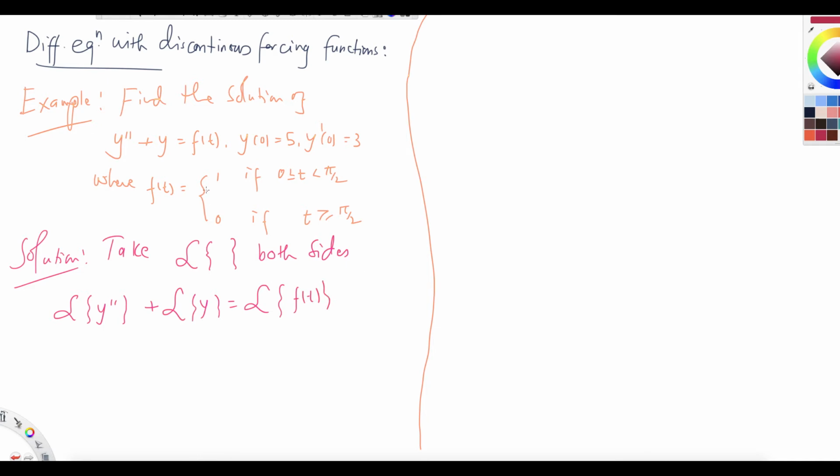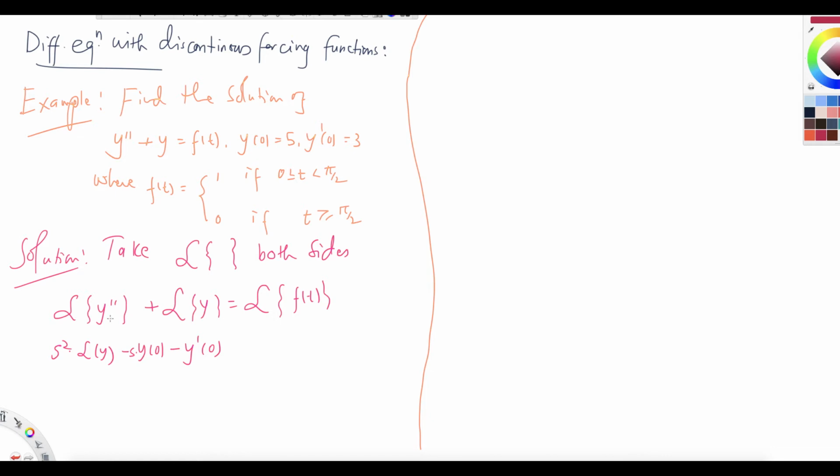What is f(t) though? f(t) is this, right? So we found out the Laplace transform of this function already. Let us find out how that would look. What is the Laplace transform of y double prime? It is s squared times the Laplace transform of y minus s times y at 0, minus y prime at 0. That's what you get, right?